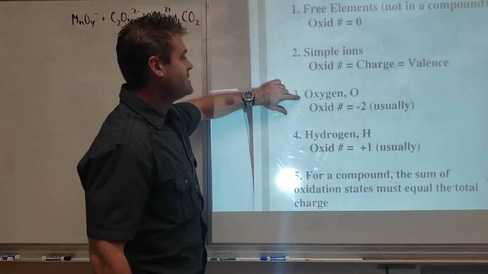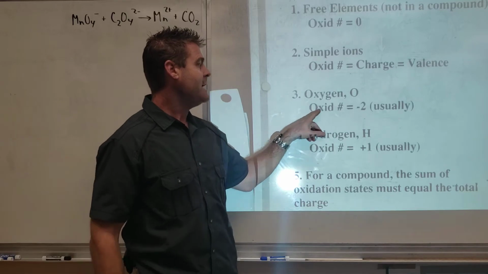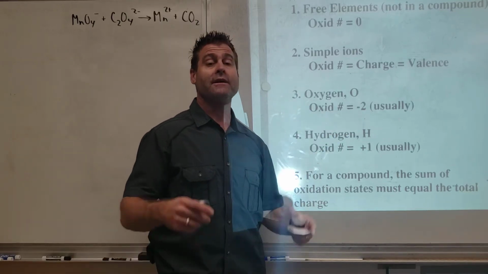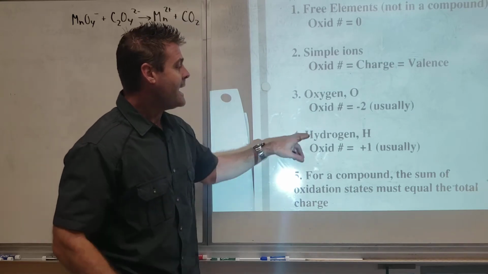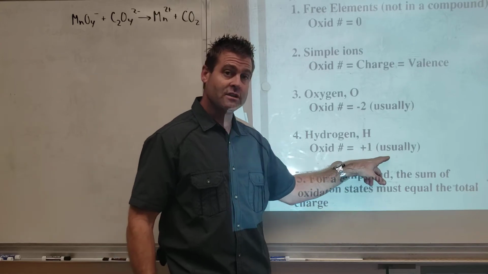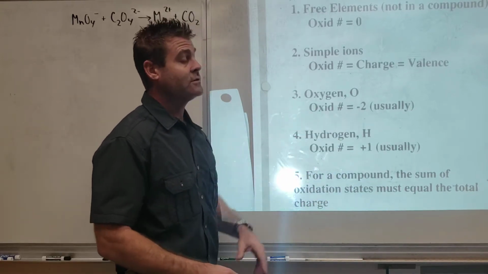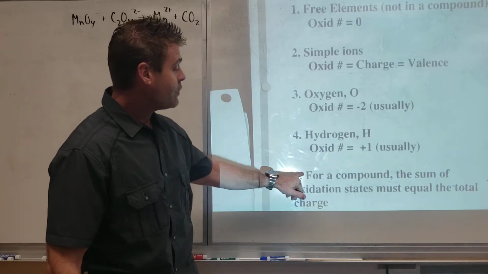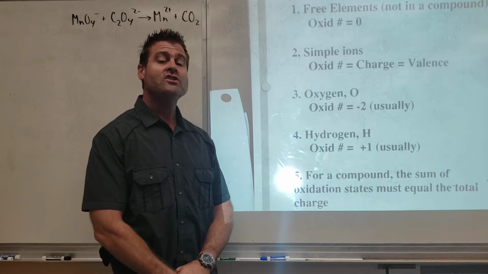Oxygen is singled out because it is such a prevalent element in a lot of compounds. It is usually assigned an oxidation number of -2. There are some exceptions, like in peroxides, but I don't want to talk about that right now. Hydrogen is also singled out, with an oxidation number of +1, usually. You can also have metal hydrides in which hydrogen would be -1, but once again, those are exceptions. And number 5, for a compound, the sum of oxidation states must equal the total charge.